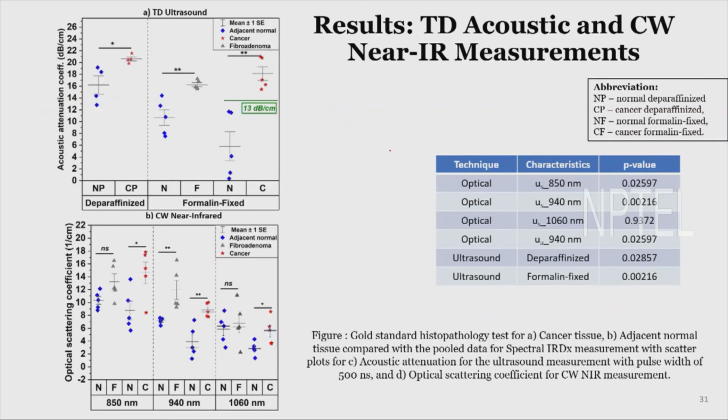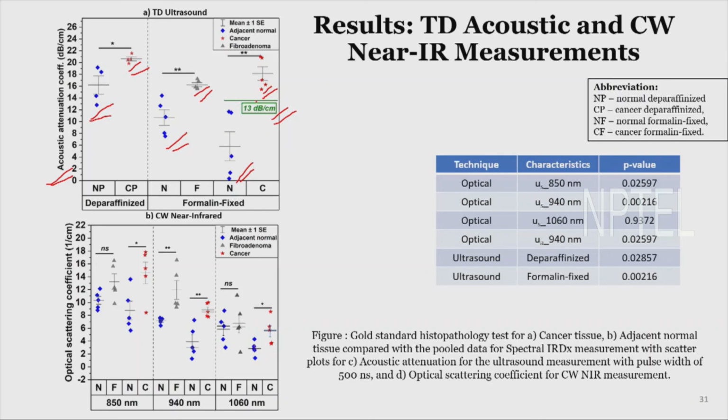From this we quantify the attenuation coefficient, and what we see is that for cancerous tissue the attenuation coefficient is very high as compared to normal tissues. We also observe that for fibroadenoma the attenuation coefficient is higher than normal tissue, and for cancerous tissue it is even higher. And for this there was a clear delineation. If you use a value of around 13 dB per centimeter, you can easily distinguish between normal and cancer.